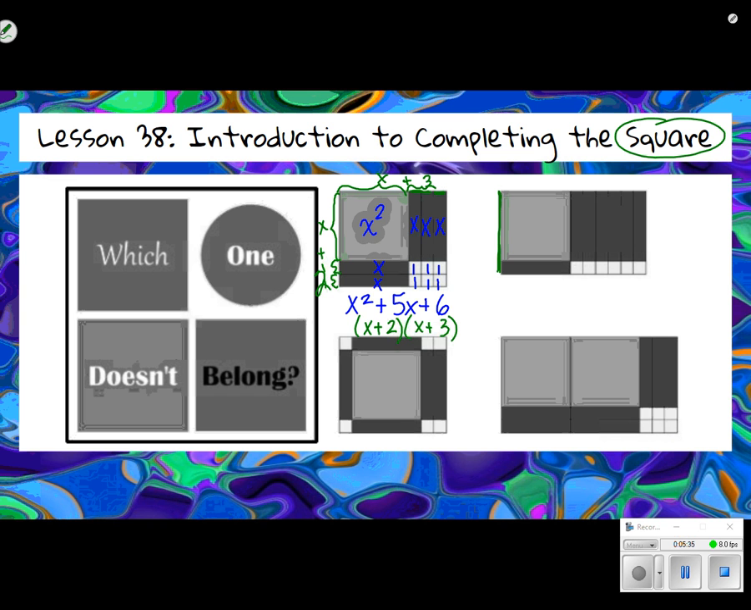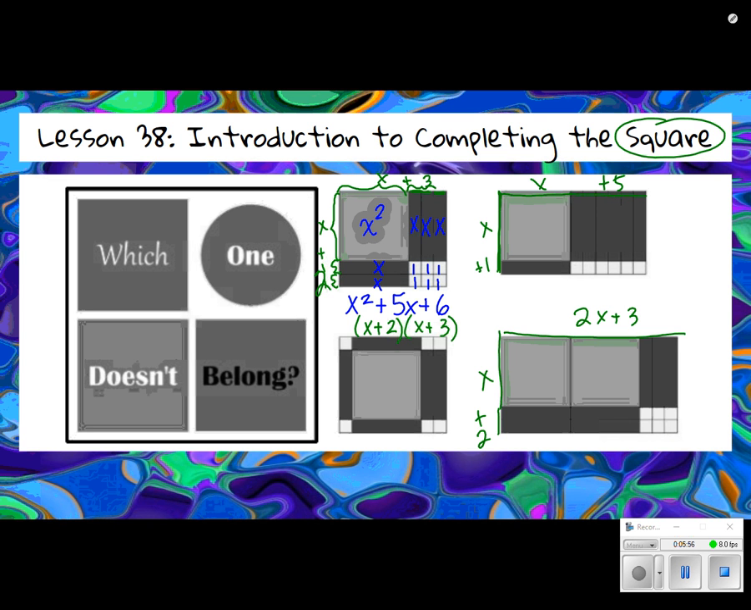This would be an x plus 1, x plus 5. That's not a square. This is x plus 2. This is 2x plus 3, not a square. So what we're going to have to do is we're going to have to build squares with this.